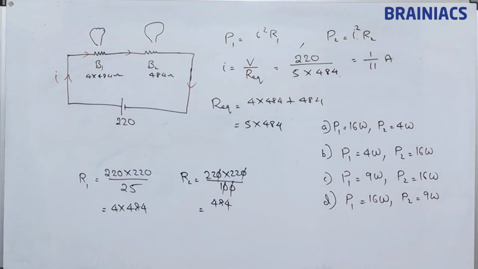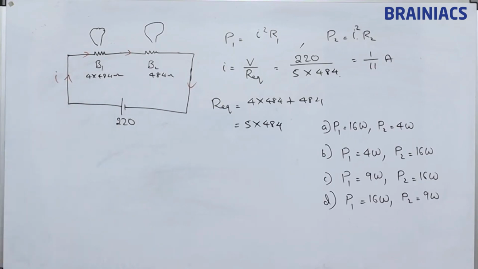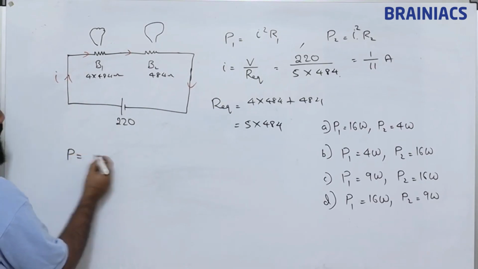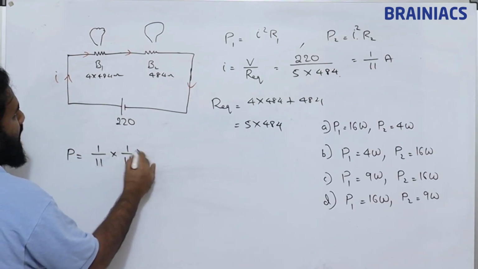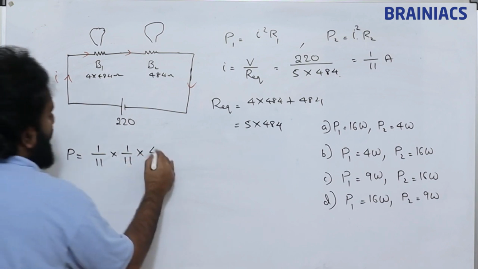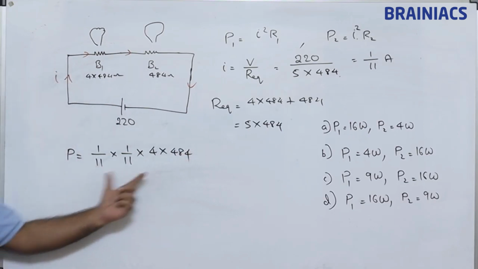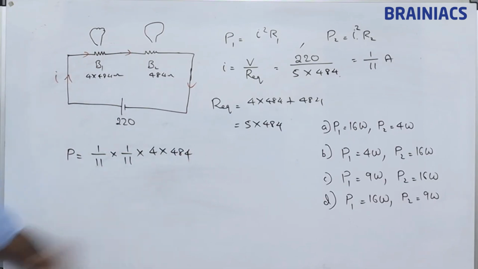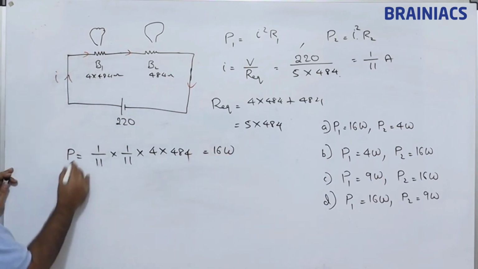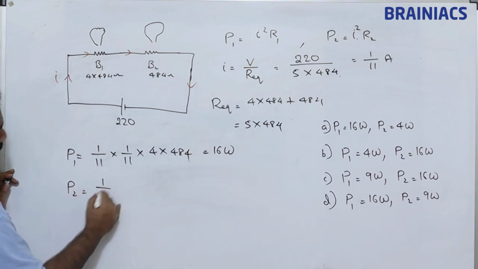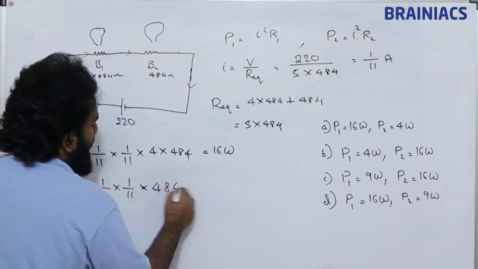So using that current we will be able to find P1 and P2. P1 is equal to I square R1, that is 1 by 11 into 1 by 11 into R1, which is 4 into 484. So I square into R1, if you simplify this, we will be getting 16 watt, and this is P1. P2 is equal to 1 by 11 into 1 by 11, I square into R2, where R2 is 484.